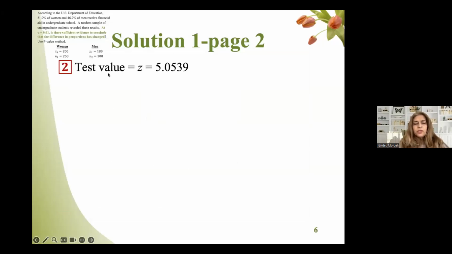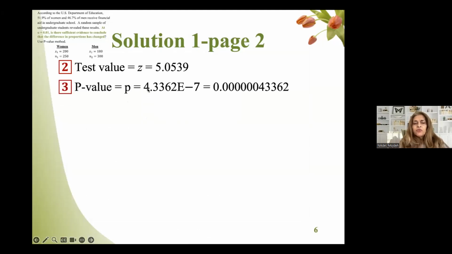So from the calculator, z is 5.0539. P-value was 4.3362 e to the negative 7. So what does that mean? E to the negative 7, move your decimal point 7 places to the left. One of the places is for 4, then I should move it 6 more after 4. So that's why I have 6 0s before 4. 1, 2, 3, 4, 5, 6. So this is my p-value.